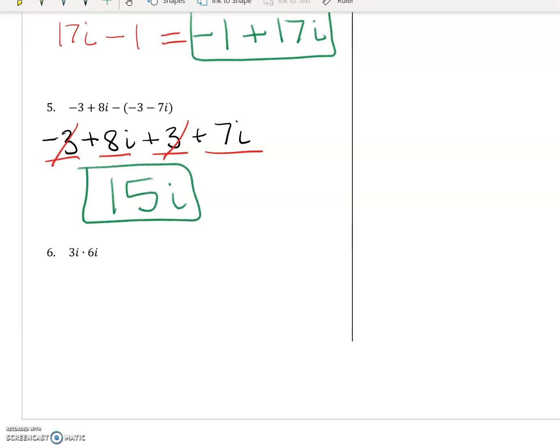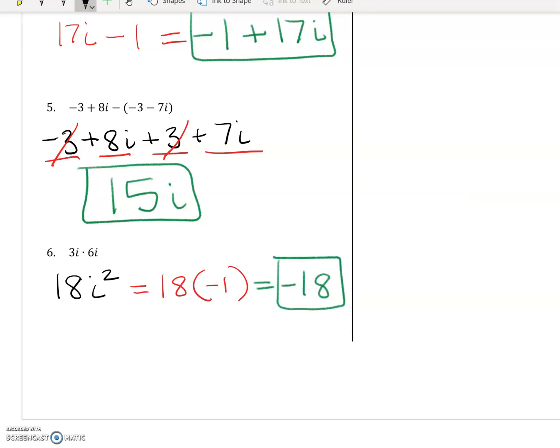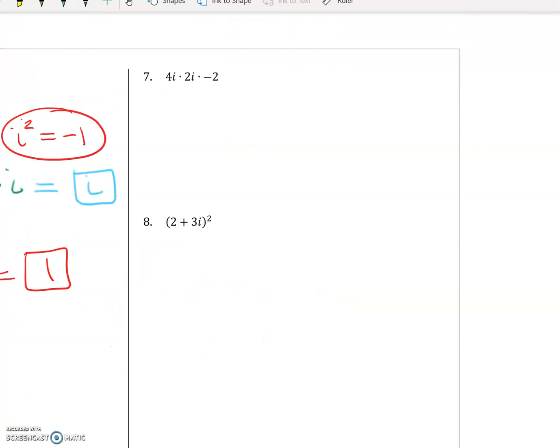Alright, when you're multiplying without parentheses, just multiply the numbers, multiply the i's. We know that i squared is -1, which gives me a final answer of -18. More multiplying without parentheses, same way. So multiply your numbers. 4 times 2 times -2 is -16. i times i is i squared, which gives me -16 times -1, which gives me 16.